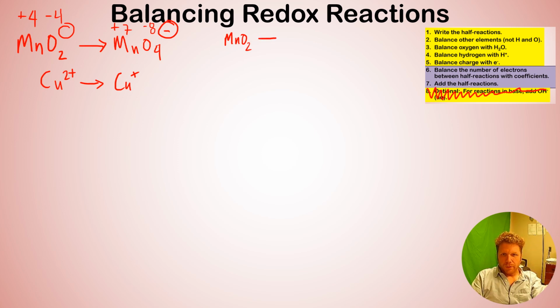So MnO2 yields MnO4 minus plus 3 electrons. Okay, now this is my oxidation reaction. I'm going to write ox.